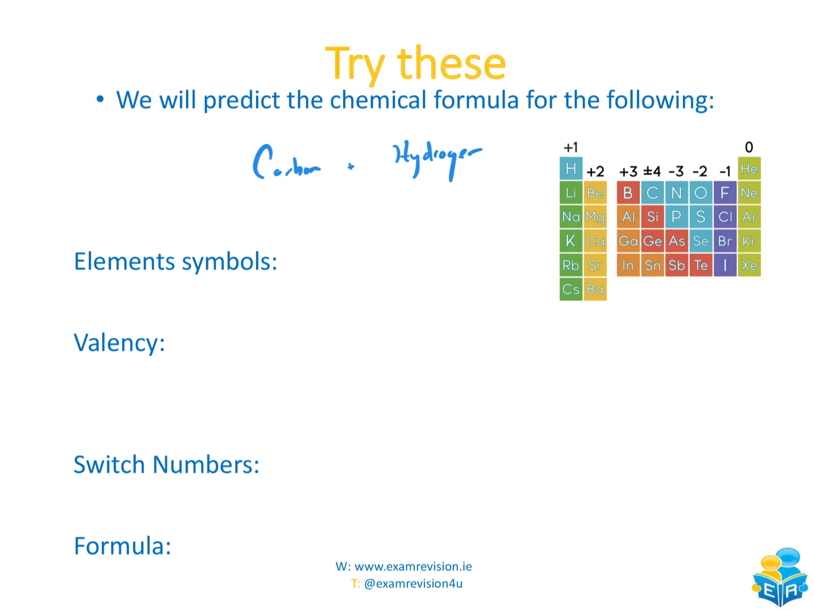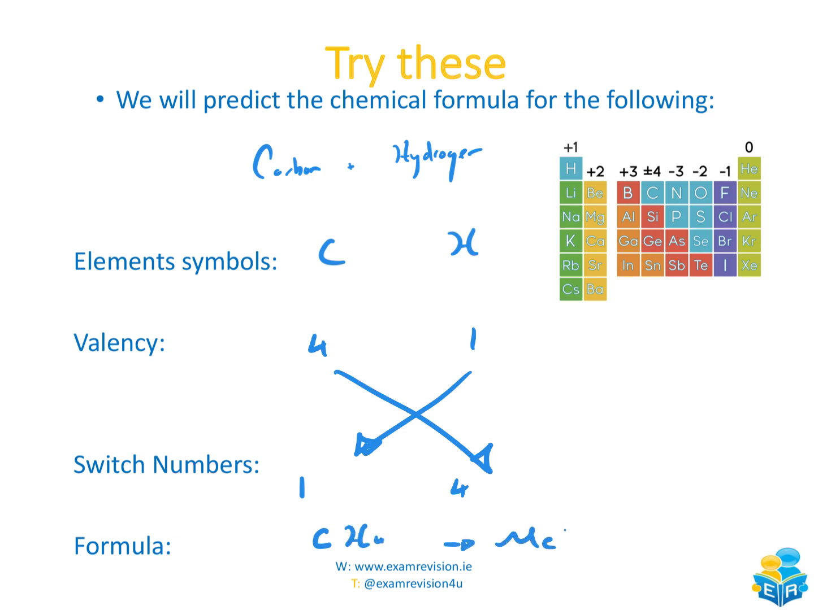So another example here, we have carbon and hydrogen. So carbon is C, hydrogen is H. If we have a look at the valency, carbon is 4, hydrogen is 1. We're going to switch the numbers. And we get 1C, so you can just write C, and then we're going to have 4 H's. And that there is actually methane. So if you ever see CH4, that's methane gas.